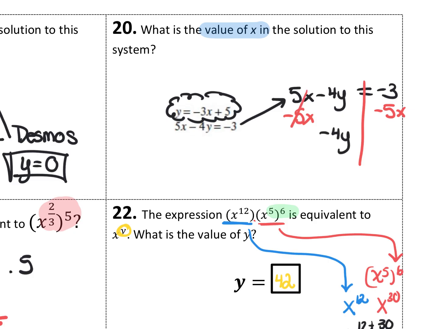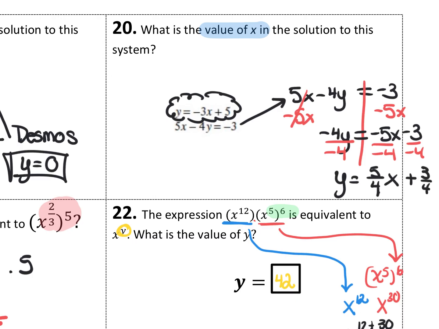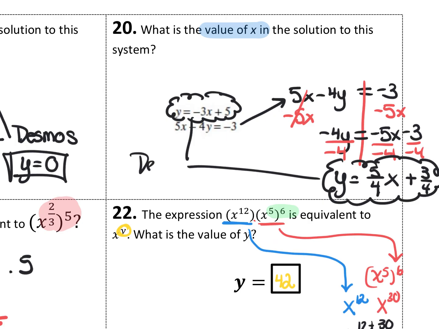Negative 4y equals, we always write our x first, negative 5x minus 3. And then y needs to be by himself. So I have to divide everything by a negative 4. So y is going to equal 5 over 4x, a negative divided by negative is a positive, plus 3 over 4. Take these two bubbles and put them into Desmos. Remember, you're only looking for the x value, and x is going to equal 1.